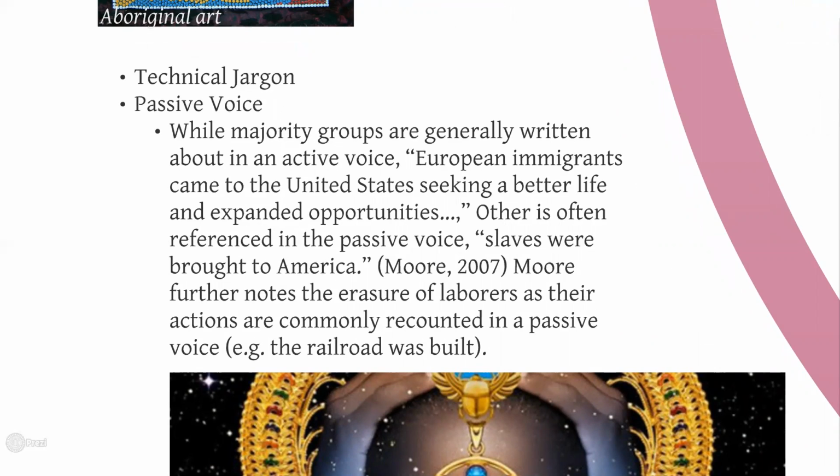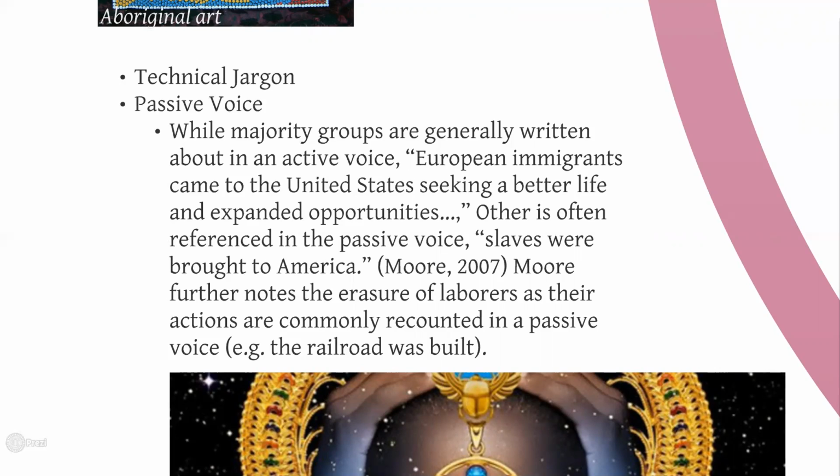So while majority groups are generally written about in active voice, this is a good passage. And if anyone has a wish list, a reading list for over break, Ronald Takaki writes a book called A Different Mirror. He writes about the founding of America through the lens of those who were marginalized. So it's like spinning the looking glass, right? A little bit of spinning the looking glass.